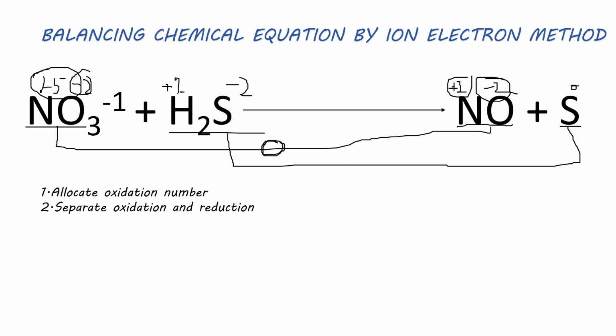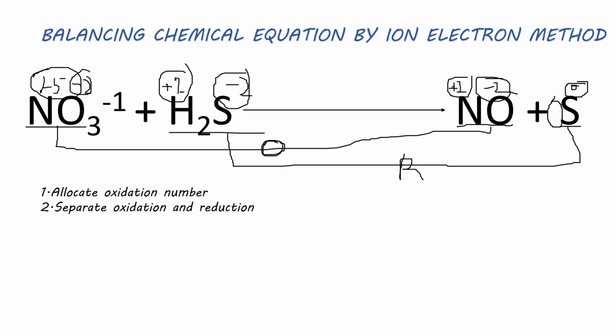Here H is +1, there is no H, which probably means 0 H. Here S is -2, here S is 0. Now S is being increased, but hydrogen is not there. So this process will be reduction because hydrogen is being reduced. Now we are done with the separation.